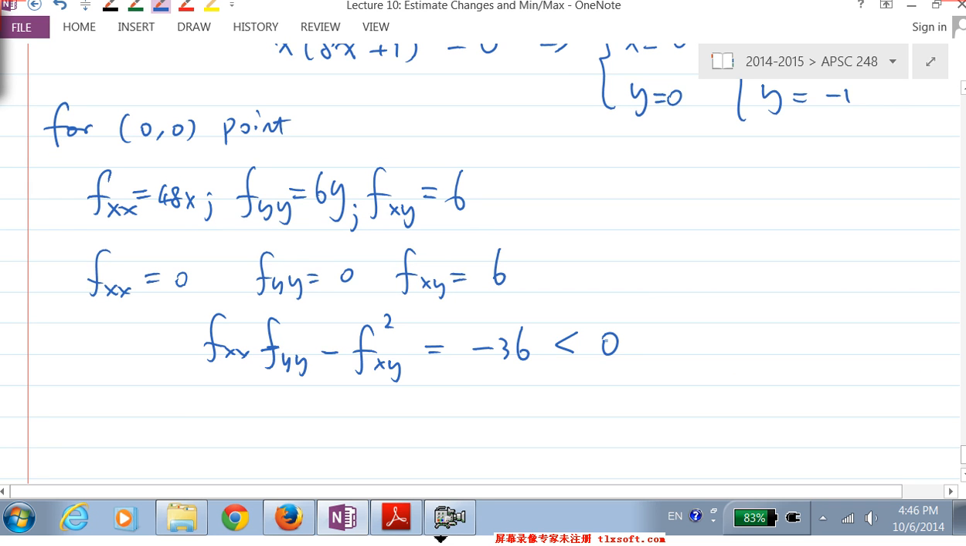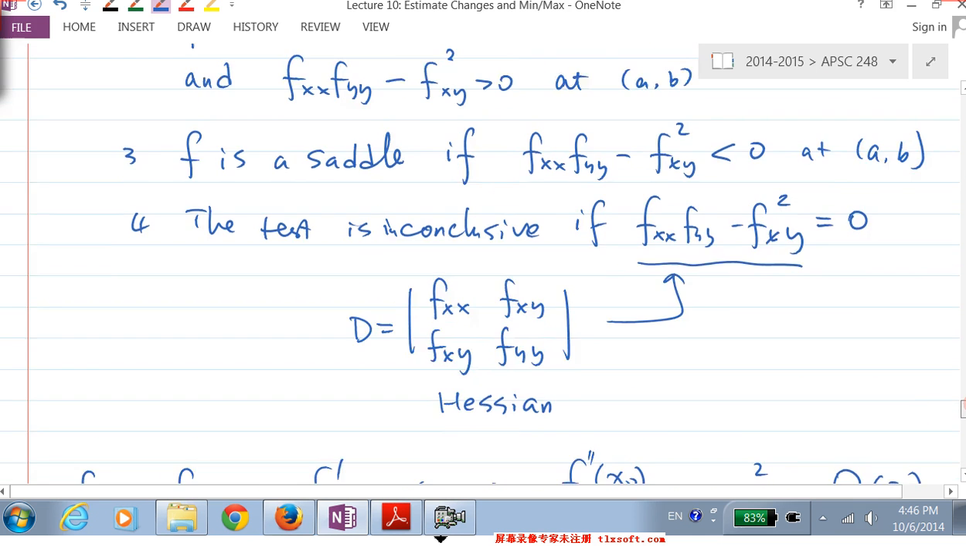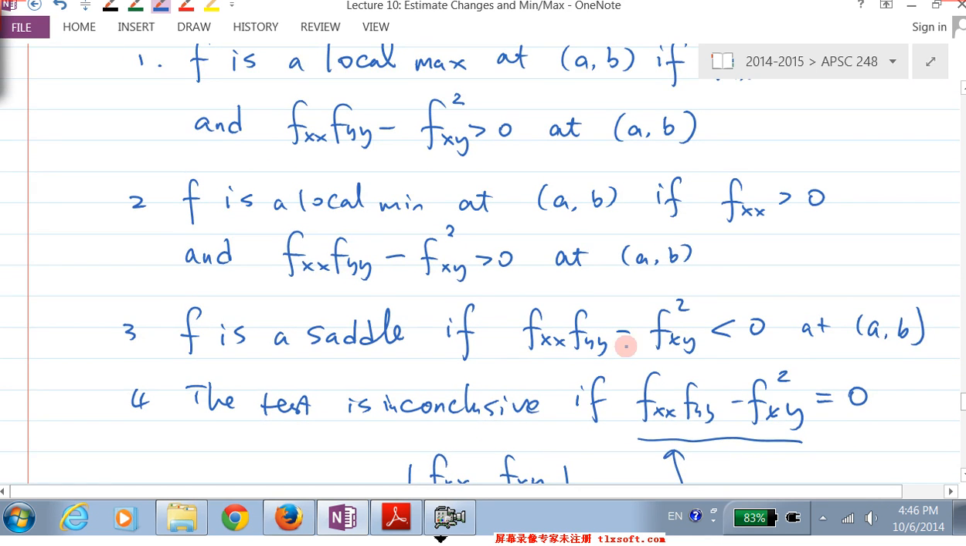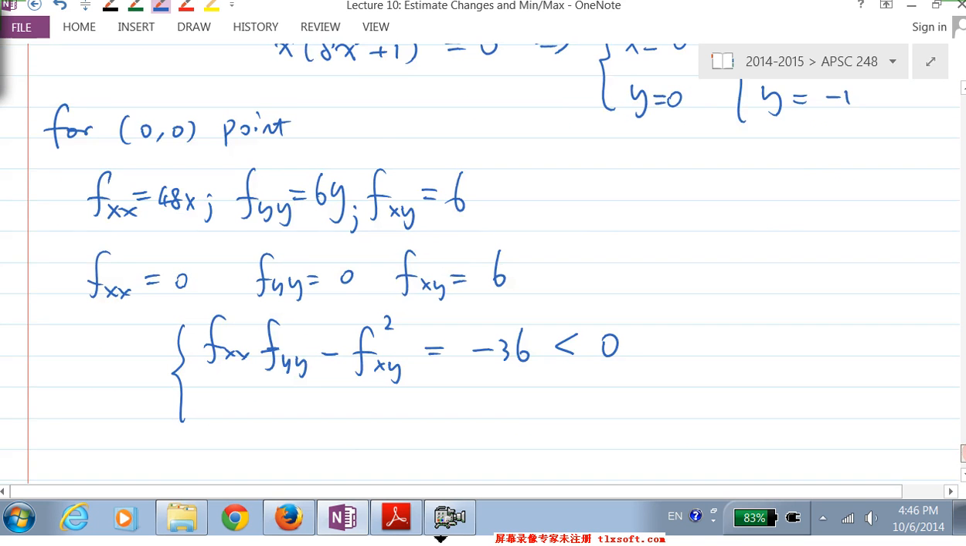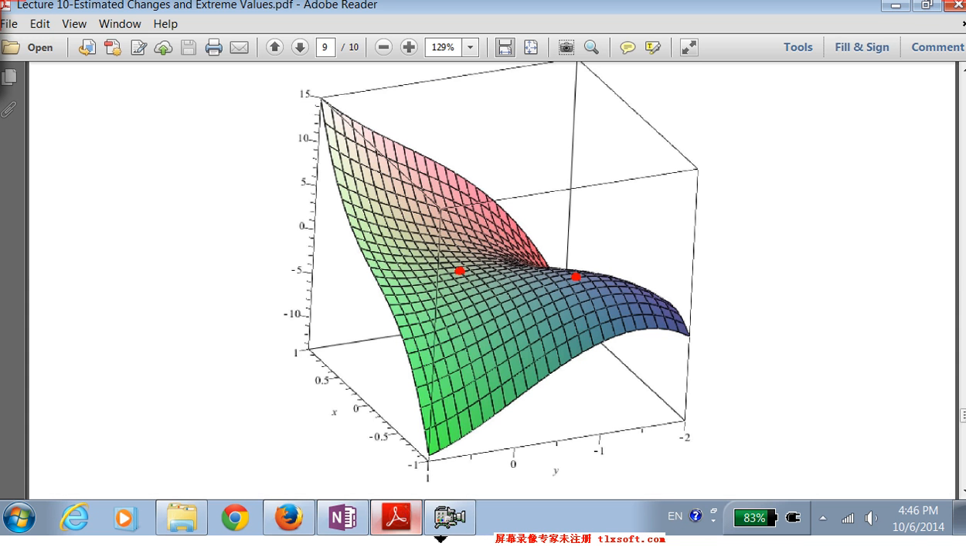It is less than 0, so if you look at the rules here, what point is that? Saddle. It's a saddle, right? So that means 0, 0 is a saddle. Is that good? If I show you 0, 0, where is it? This is 0, 0 here.